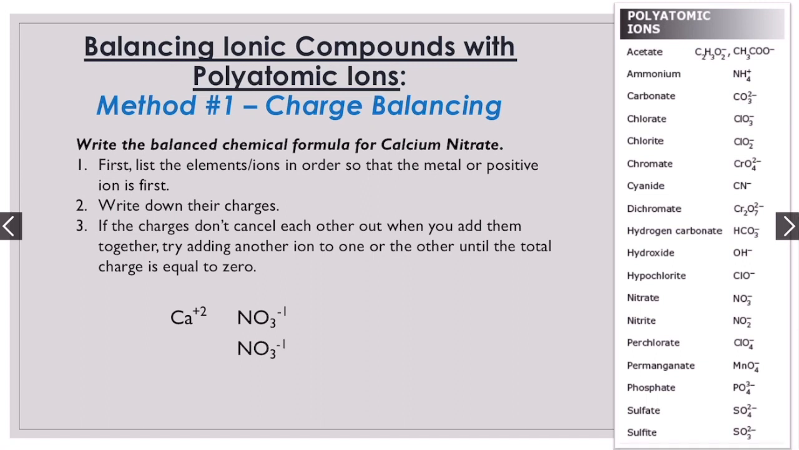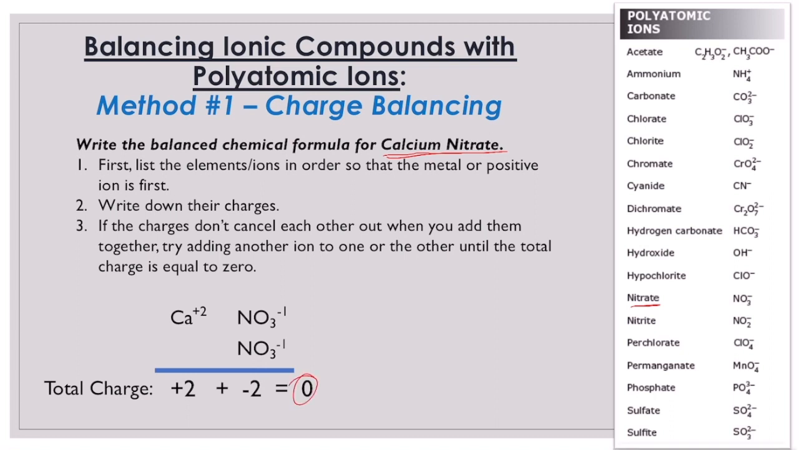And so if I add another nitrate ion, so this polyatomic ion right here is nitrate, and we're trying to write the formula for calcium nitrate here. So if I add another one of those, then you can see that the charges are going to cancel out. I have 2 positive charges and 2 negative charges, so that equals 0. And so my formula here is Ca(NO3)2.